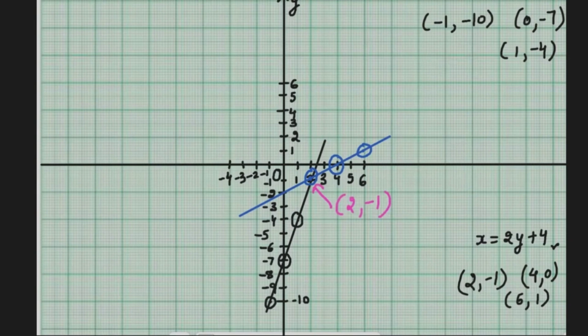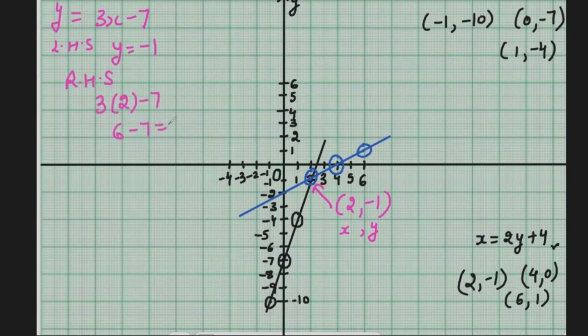For that, we have to replace the values of x and y in the equations. So y is equal to 3x minus 7. The value of x is 2 and the value of y is negative 1. If I take the left hand side, y is equal to negative 1. If I take the right hand side, I have to substitute the values: 3 into 2 minus 7. So 6 minus 7 is equal to negative 1. For this equation, we got left hand side equal to right hand side.